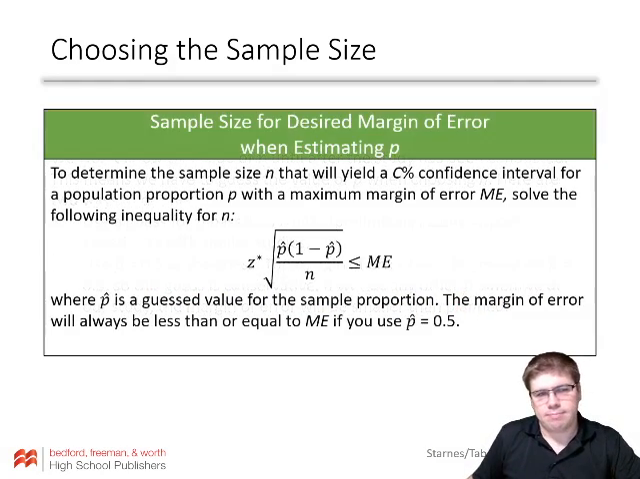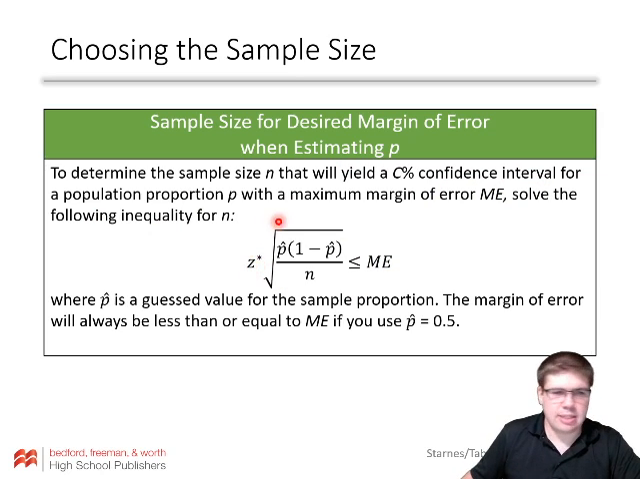Ultimately, we can summarize that in this table. We're trying to determine a sample size n that will yield a confidence interval for a population proportion with a maximum margin of error of ME. Solve the following inequality. If you want to be within 1% with 95% confidence, z star is 1.96. If you want to be within 3% with 99% confidence, z star is, I think, 2.645. You can figure out the z star for that.